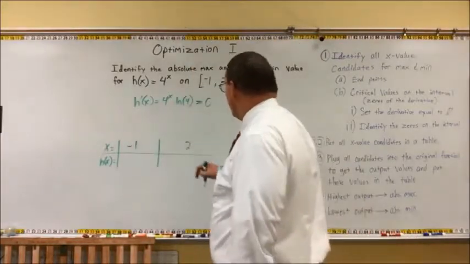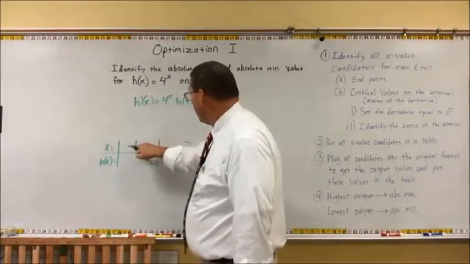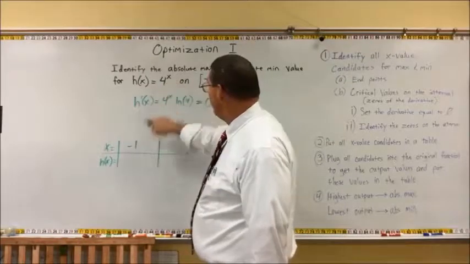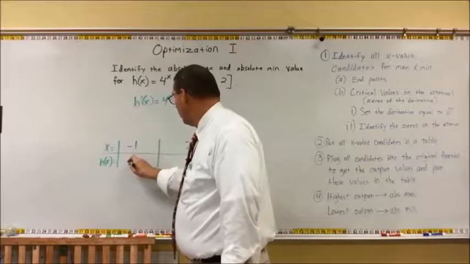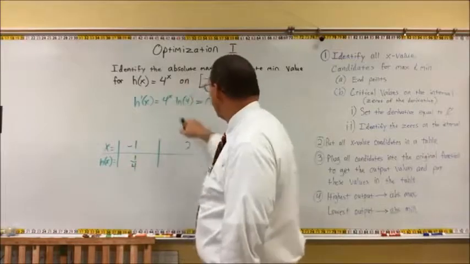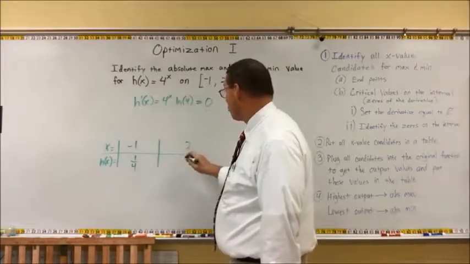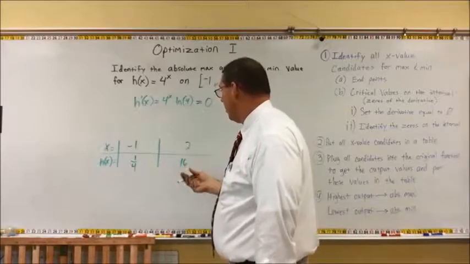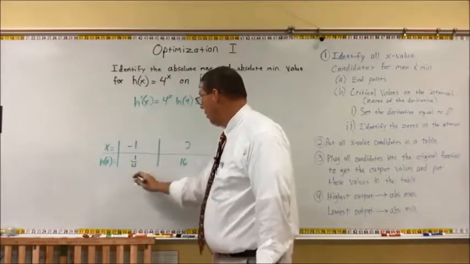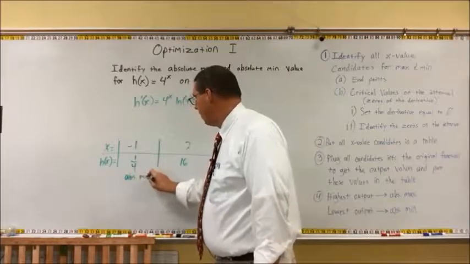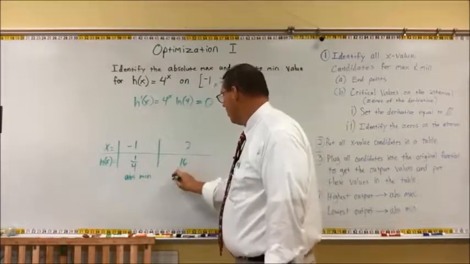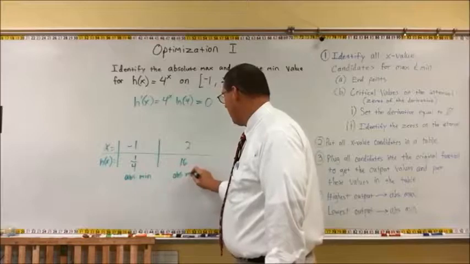So we can plug -1 into the original function. 4 to the -1 power is 1/4. And then 4 to the second power, that's 4 squared, that's 16. And so our smallest value is 1/4. That's our absolute minimum. And our largest value is 16. That is our absolute maximum.